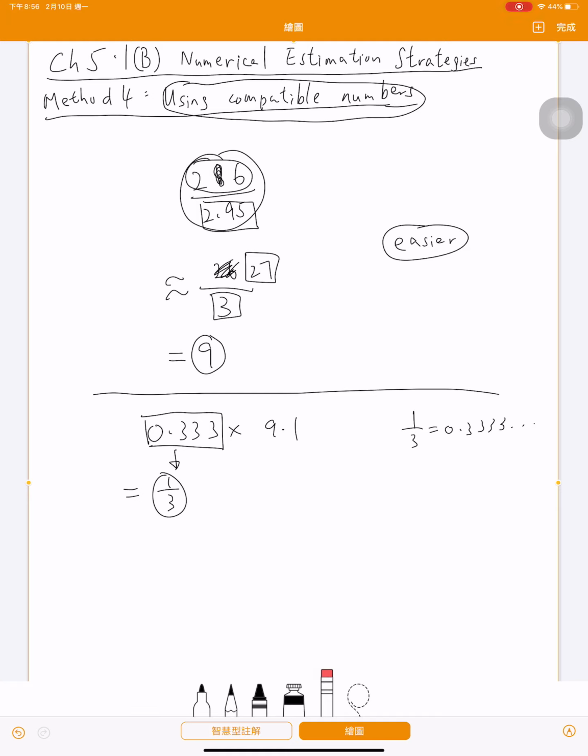Just nearly the same. For 9.1, of course, it is easy to calculate when we change it to 9, right? So this part should use the approximately equal symbol. And then you can see this time 1/3 and 9 can be cancelled by 3, so we can get the answer 3, right? So we can get the answer by using compatible numbers to make the calculation easier.